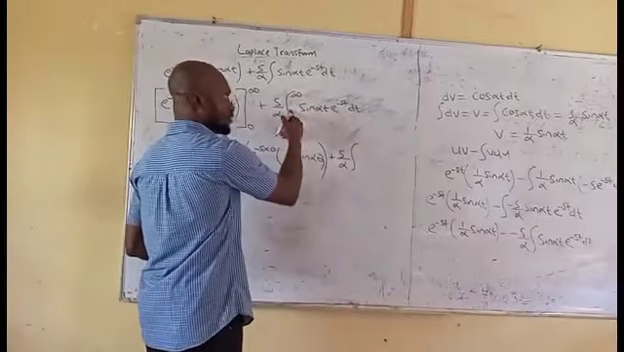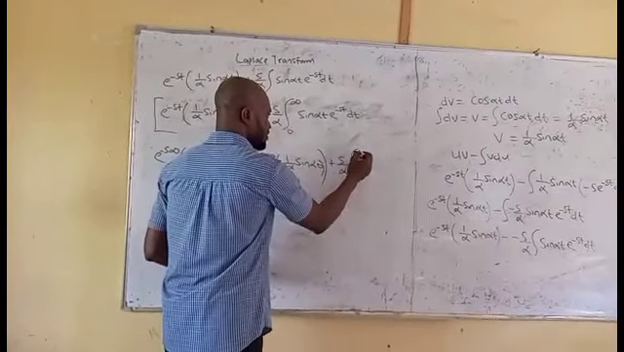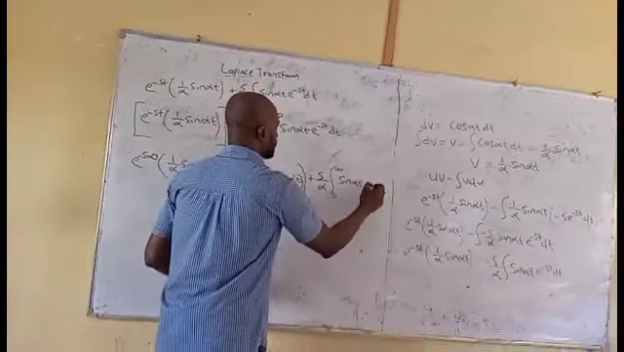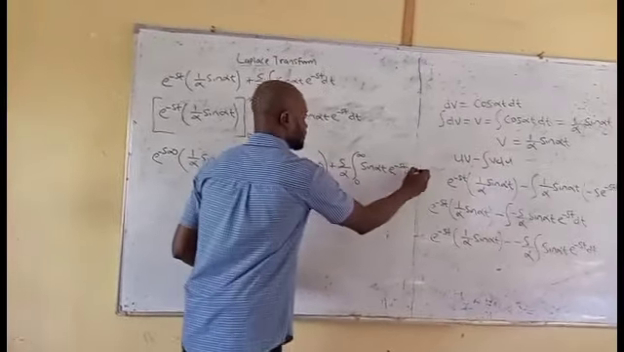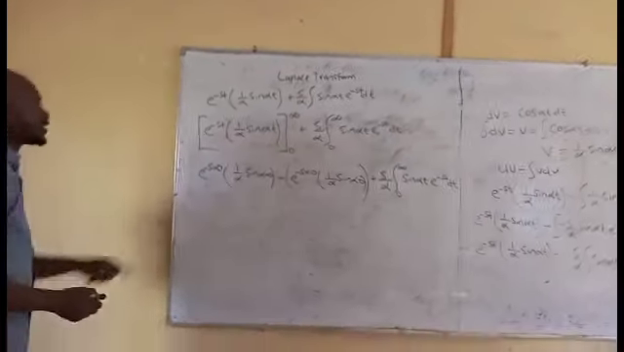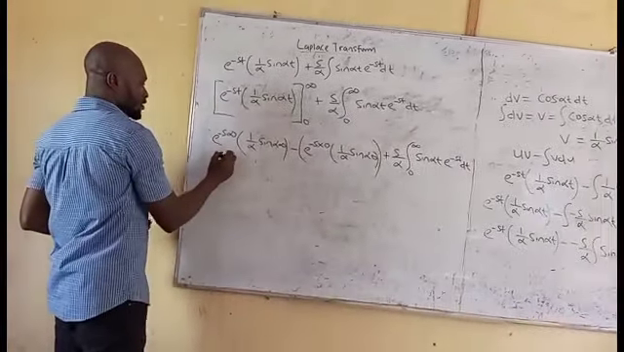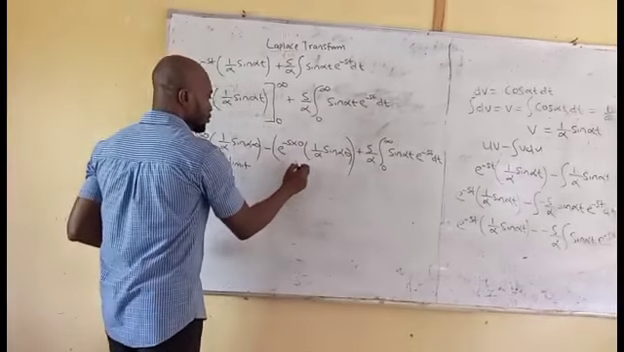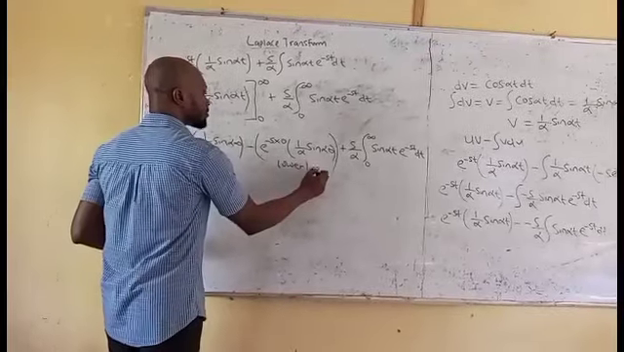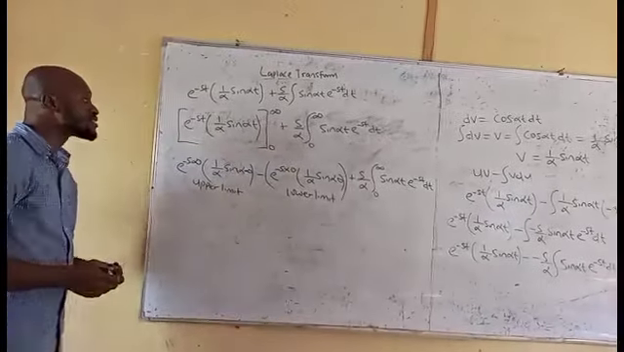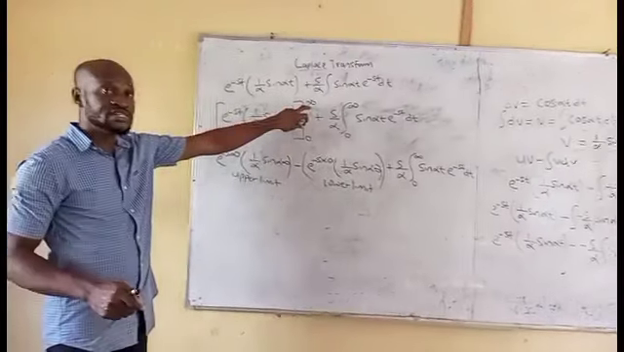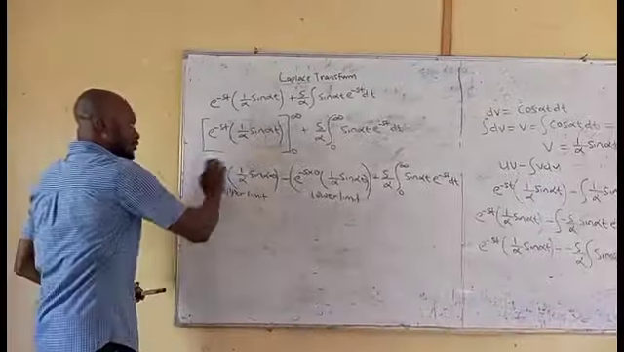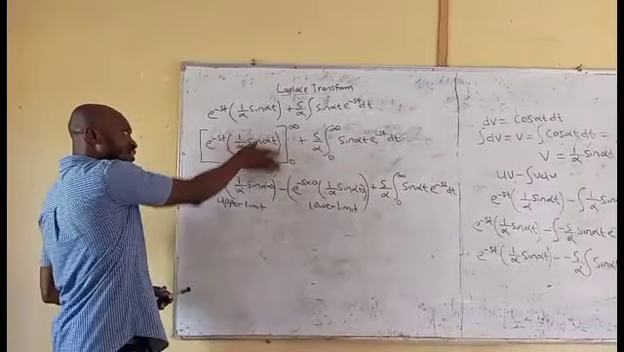Then I'll include my integration sign, the integral from 0 to infinity, and I have my sine alpha t exponential minus st dt. So the first one is the upper limit, and this one is the lower limit. The upper limit is infinity, the lower limit is zero. So the upper limit minus the lower limit. I'm evaluating this.